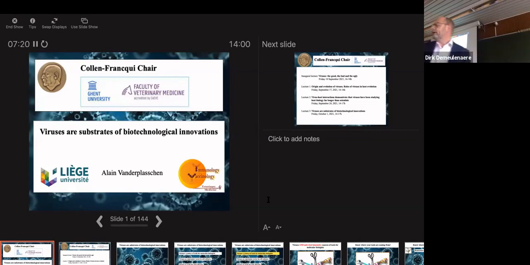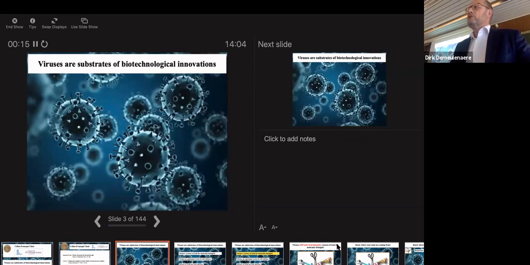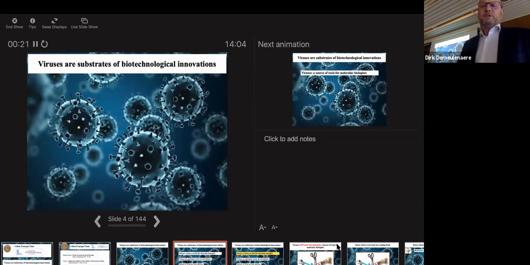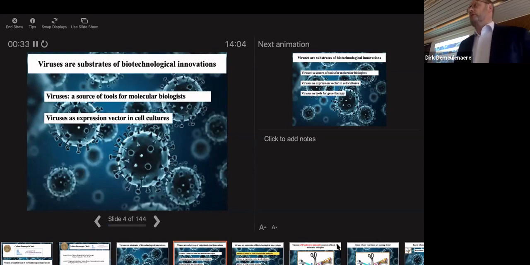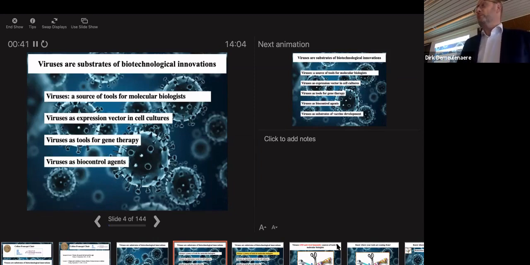Okay. A general overview of the different tools that have been derived from viruses. And you will see that it's quite a broad topic. And of course, a lot of molecular tools are derived from viruses, and I will explain some of them. Now, viruses are used as expression vectors in cell culture. They're used for gene therapy in vivo. We use them as biological control agents.